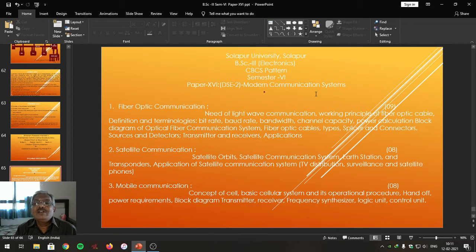In the last semester, we studied electronic communication, where we covered some basic aspects of electronic communication, which are essentially needed to study the topics located in modern communication systems. With that background of paper number 12, which was studied in semester 5th, for the Sem-VI pattern we will now discuss paper number 16, Modern Communication System.